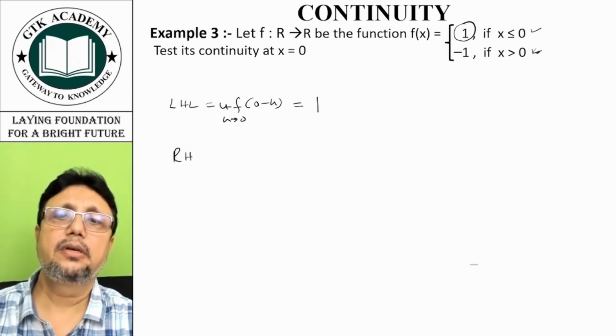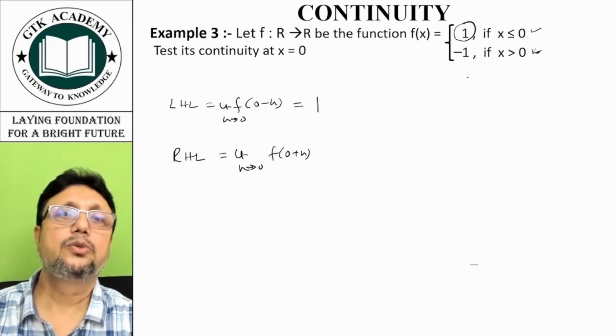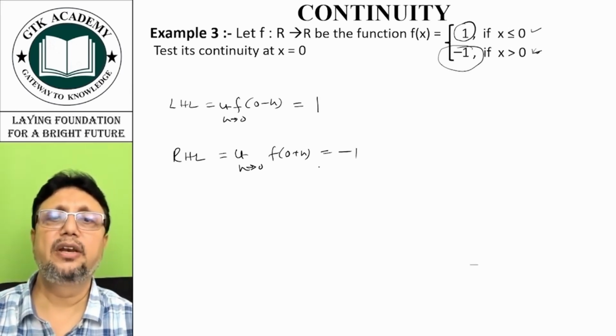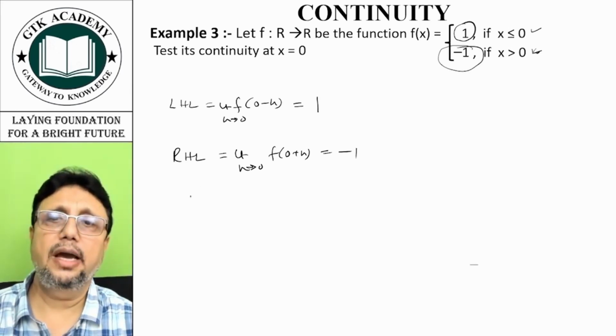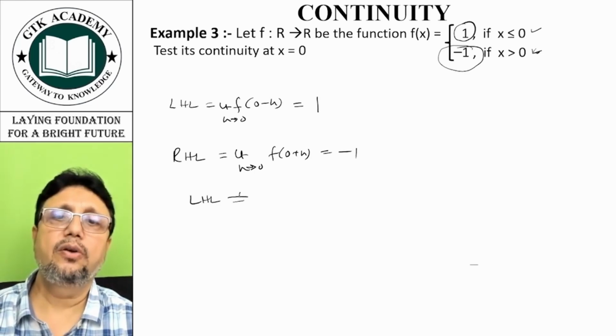The right hand limit is equal to limit h tending to 0, f(0 plus h). So it comes in this region greater than 0. So that means there is a constant value minus 1. We don't need to find the limits. So LHL is not equal to RHL.